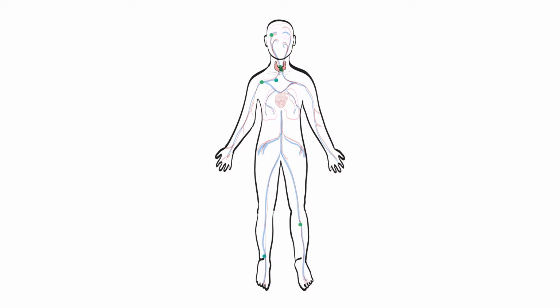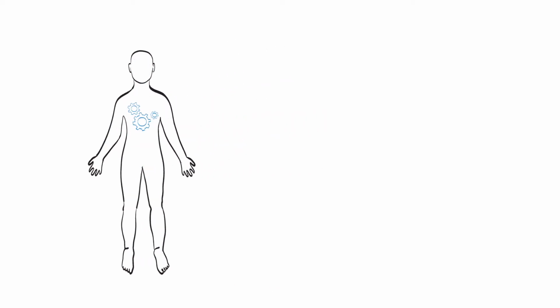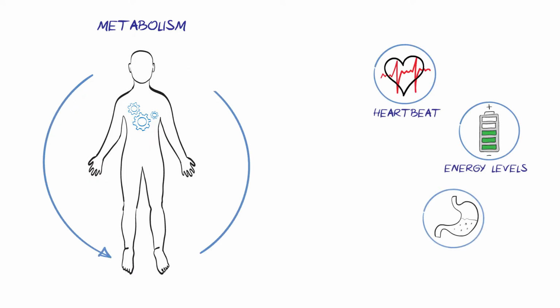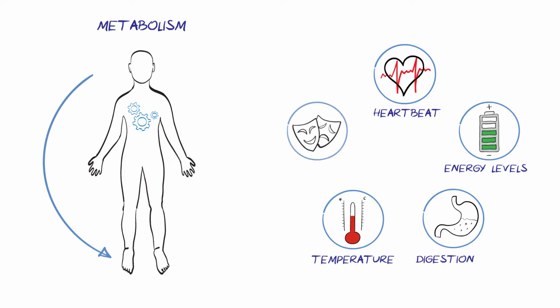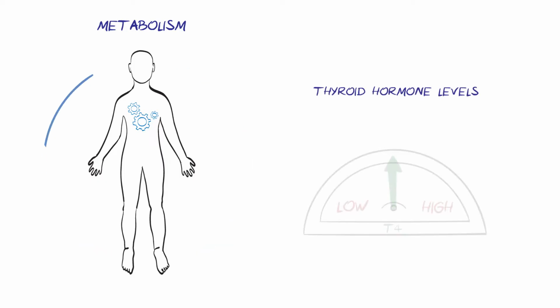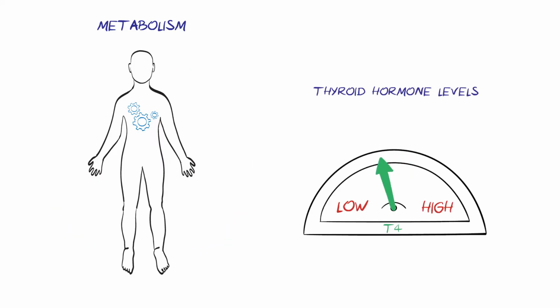These thyroid hormones control the speed at which your body works, which is also called your body's metabolism. They therefore affect your heartbeat, energy levels, digestion, body temperature, and even how you think and feel. For such a small gland, which many people haven't heard of, it has a huge effect on how our bodies work. Because of this, it is important to have the right amount of thyroid hormones in the body.